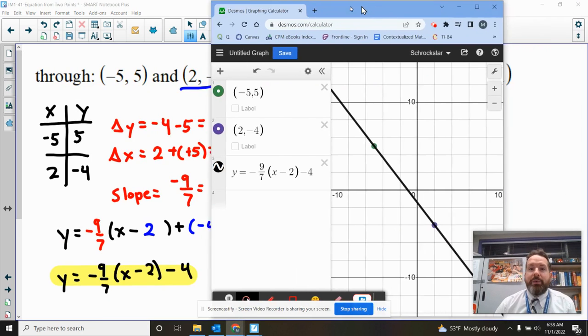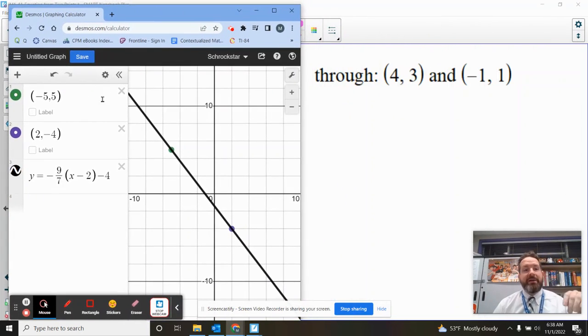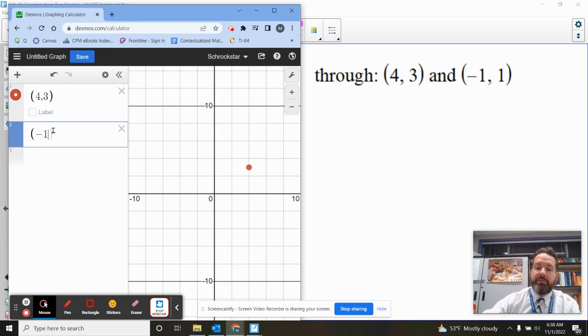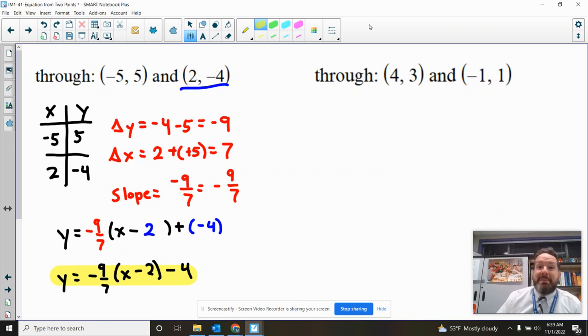Let's go again. So, second example. Once again, I want to start off by plotting the ordered pairs. So I'm going to clear these out. We'll start again with (4, 3), and then the ordered pair (-1, 1). So this time, the slope I'm looking for, this line's going to go up. It'll be a positive slope, and not a steep one. So it'll end up being some fraction that is less than 1. Let's now make sure that's what happens.